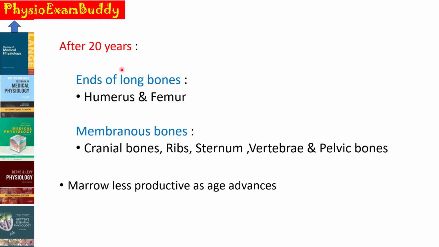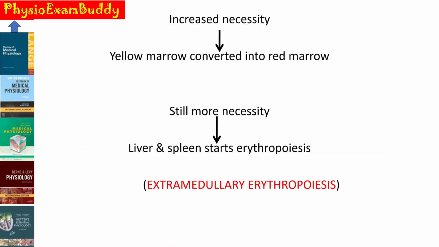After 20 years, erythropoiesis occurs in the ends of long bones like humerus and femur, as well as in the membranous bones like cranial bones, ribs, sternum, vertebra, and pelvic bones. And as age advances, this red bone marrow becomes less productive. Whenever there is any increased necessity in the body, the yellow bone marrow gets converted into red bone marrow and will begin to produce red blood cells.